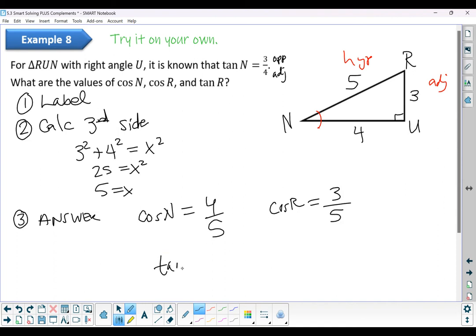And then finally, I'm asked about the tangent of r. And the tangent of r is going to use the opposite here. So that would be a 4/3. And we really could have answered that one from the very beginning because we know the tangent of n is 3/4. So that means the tangent of r is going to be the reciprocal, which is 4/3.